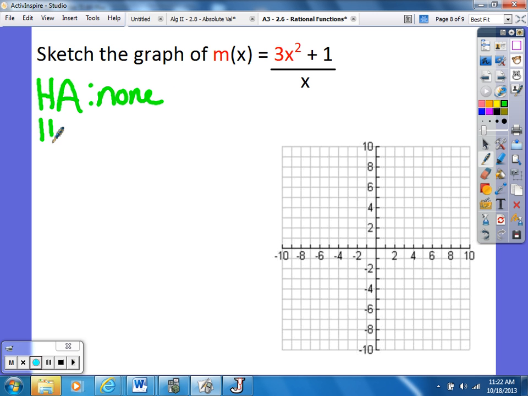So holes. In order to find holes, what do I have to do? Factor, right? Can you? Oh, okay, domain. What's the domain? Good. Not equal to 0. I set the bottom not equal to 0. Which is that. Okay. To find holes, what do I do?